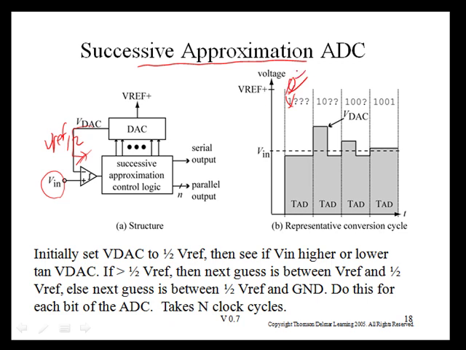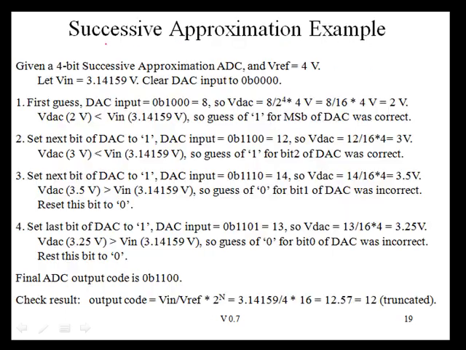At that point, it knows the value of the most significant bit, and then it moves on to guessing each of the other bits. This means that for an n-bit ADC, it takes n clock cycles to do the conversion, and it takes the same number of clock cycles regardless of the value of Vn. So let's take a look at the successive approximation example to see how this works.